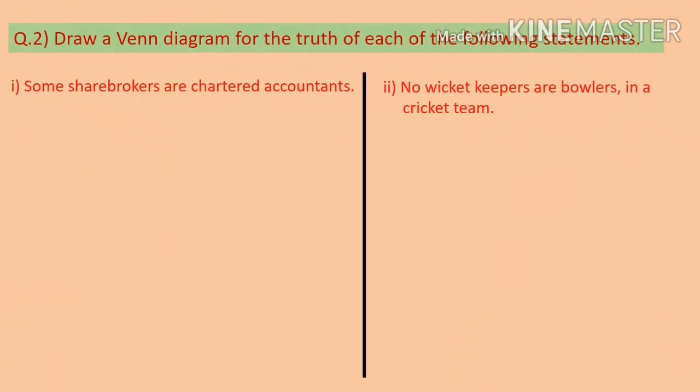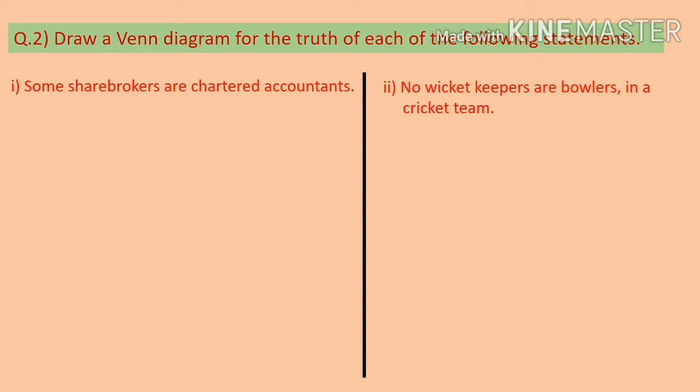Let's move to the next question. Now see question number 2. Draw a Venn diagram for the truth of each of the following statements. I mean, it is the same as the first question. We have to draw the Venn diagram for the truth of the given statements. See the first one. Some share brokers are chartered accountants.